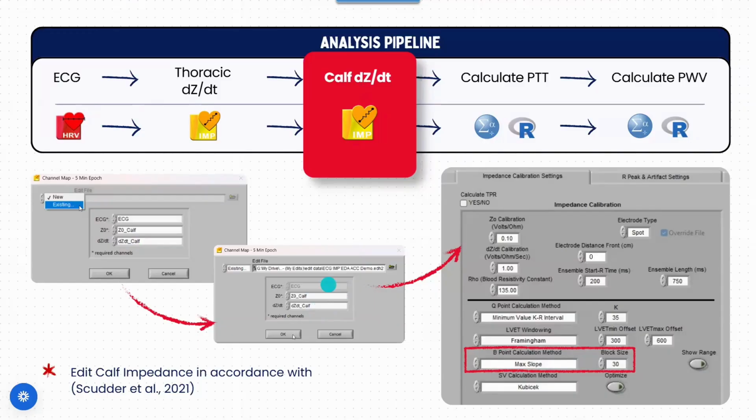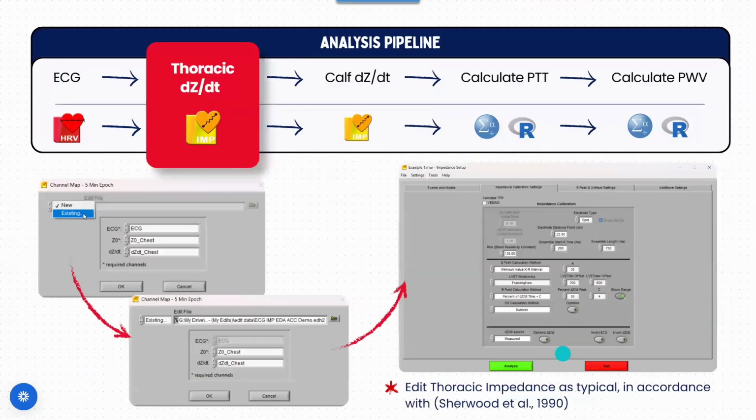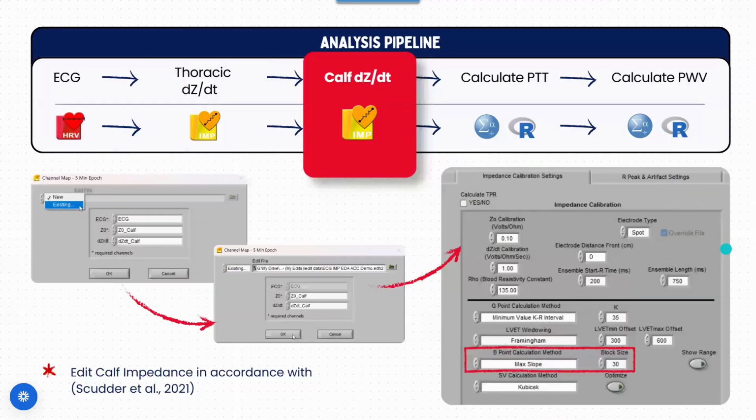So given this, the one thing to note is that when we're working with thoracic impedance, we're going to be using all of our standard settings as typical. But once we start to get into our B-point calculation method, as far as determining when that pulse arrives, we are going to make a setting change. We're instead going to use max slope with a block of 30, which is going to give us the foot of where that pulse is arriving, where we see the maximum slope change of that pulse arrival.